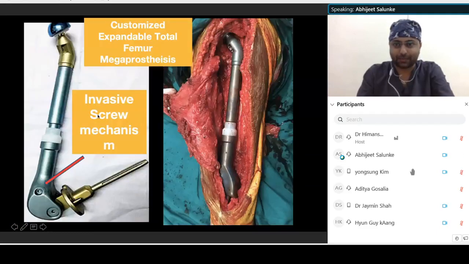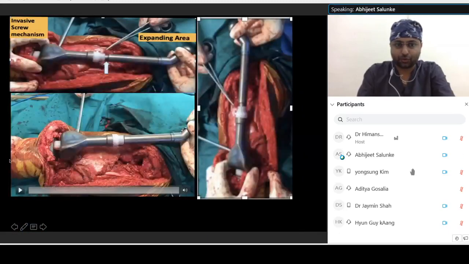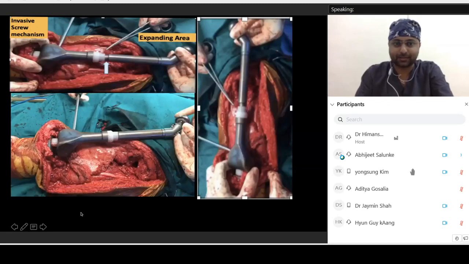So this was the expandable prosthesis which was placed. This was the muscle flap which was put inside and this is the expanding area. Every time you have to give a small incision here. So this is the growing part and we are doing expansion here. So we can appreciate how this prosthesis expands.